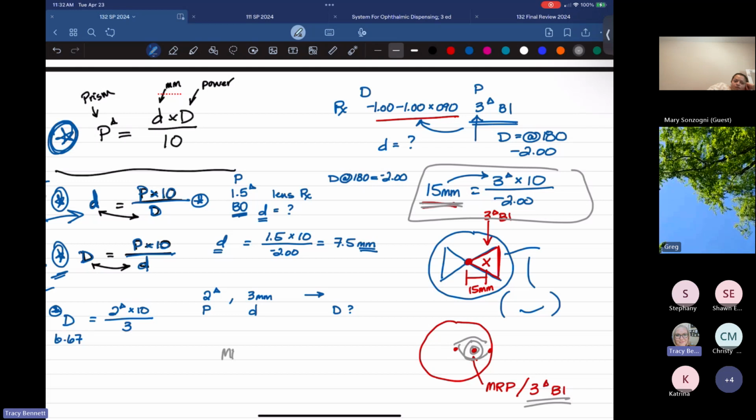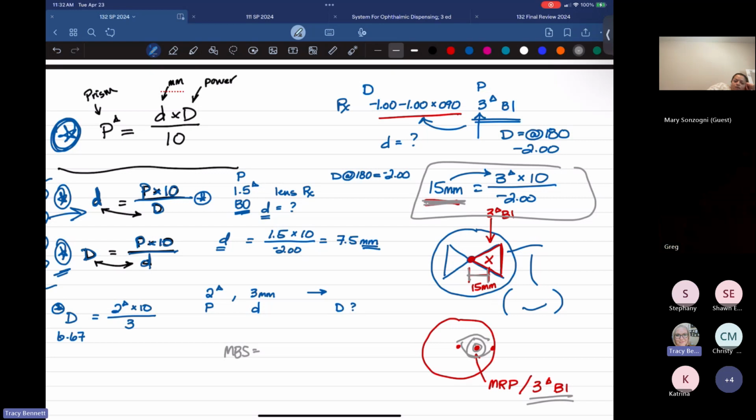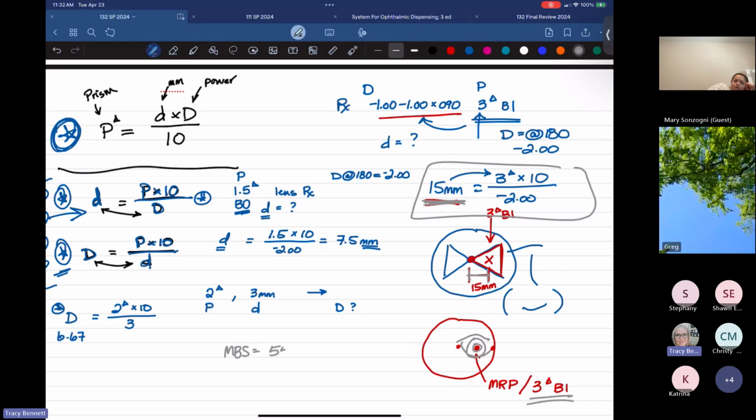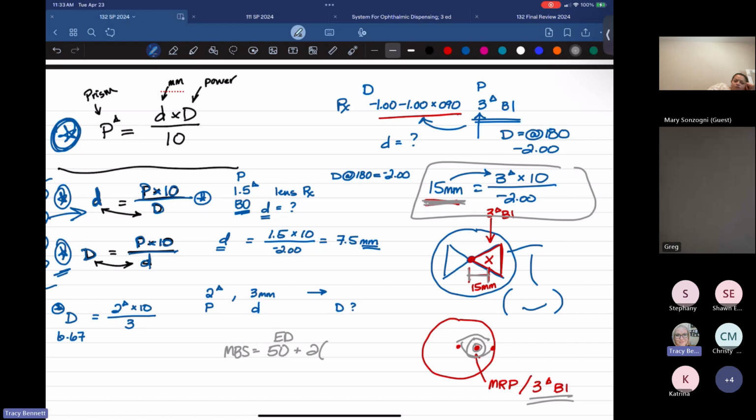Because if you think about minimum blank size, I know these all just connect together. But if you think about minimum blank size, this 15 millimeters of movement away needs to be added into our decentration. So if we had, I don't know, an ED of 50, let's just say 50 is our ED, plus 2 times 15 millimeters plus 2. And that's just to get us to the eye. So you can see 30 here. So 50 plus 30 plus 2. And we need what, an 82 millimeter blank size?